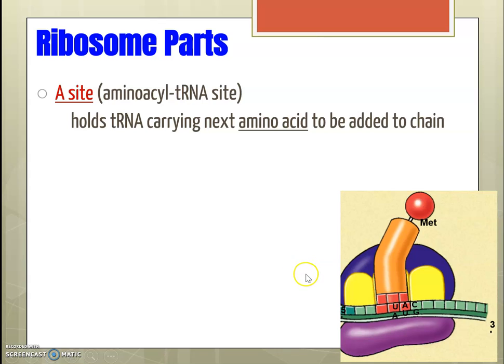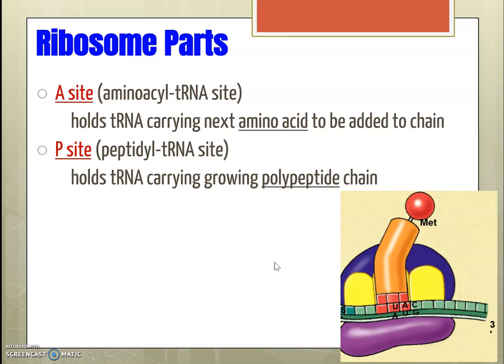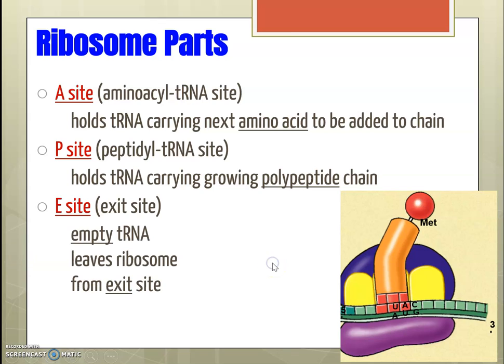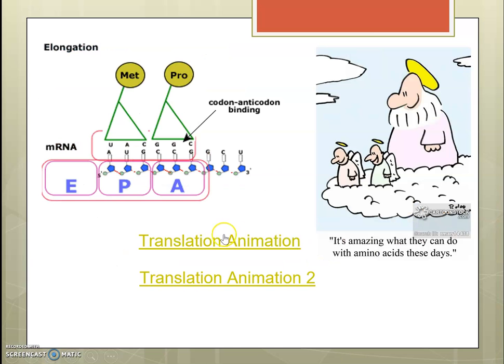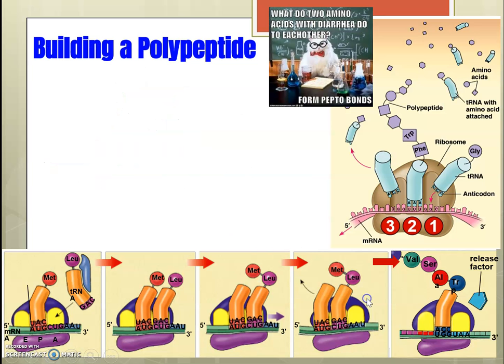So you have the A site, and the A site is holding the tRNA that's carrying the next amino acid to be added to the chain. Then you have the P site, which is holding the tRNA carrying the growing polypeptide chain. Polypeptide is protein. And then the E site, which is the exit site. So the A site is like, all right, this is the next amino acid that's going to be added, this is the next one, this is the next one. The P site is holding on to the protein that's already being built. And the E site is where the tRNA is going to leave the ribosome from the exit site.